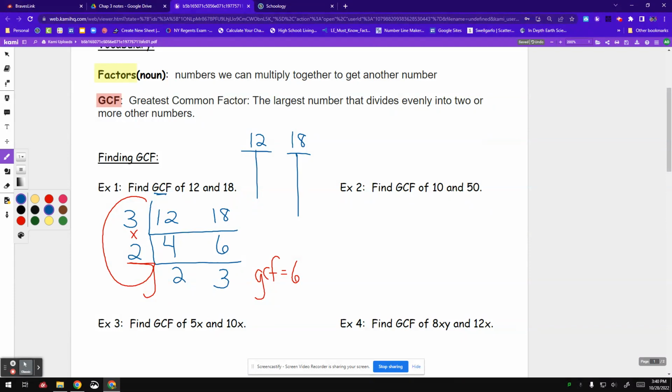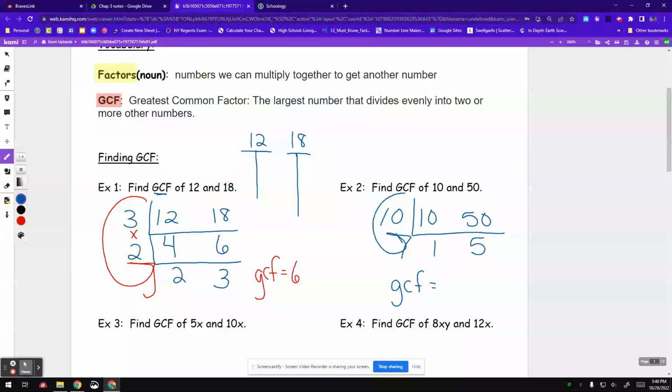Okay. Let's try 10 and 50. Why don't you pause me, see if you remember how to do this. I actually see that 10 divides into both of them. Oops, my GCF's on the side. That one was kind of easy. GCF equals 10. Okay, good.